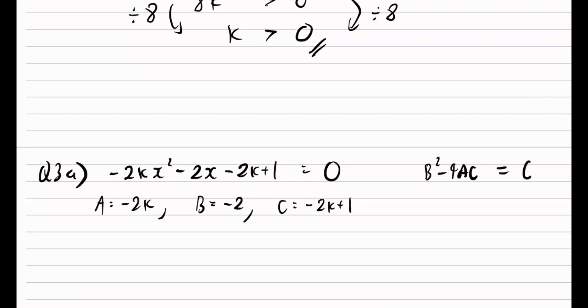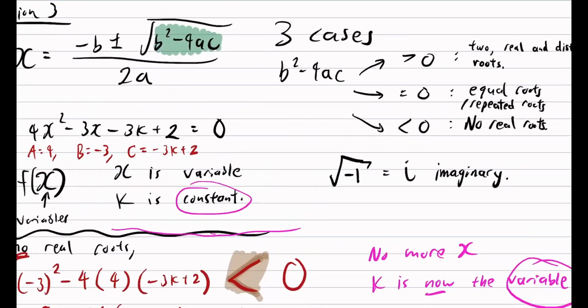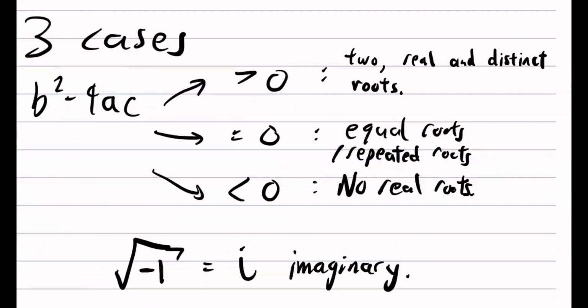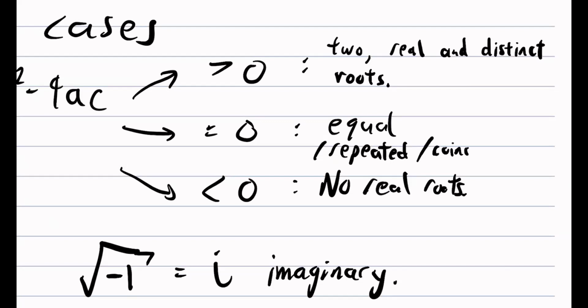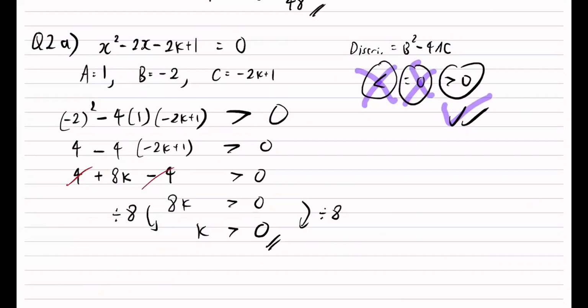Yes, coincident roots. Sorry, I didn't mention coincident. I don't know why there are so many funny words, but they're all synonyms. Equal, repeated, coincident, they all mean the same thing. So equal to 0. Now let's use the formula.